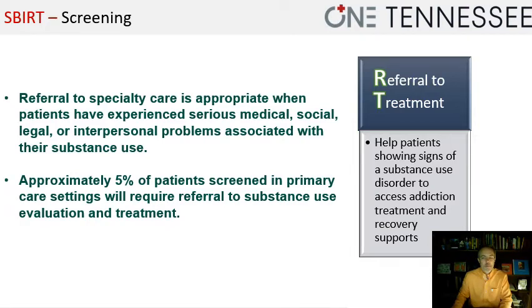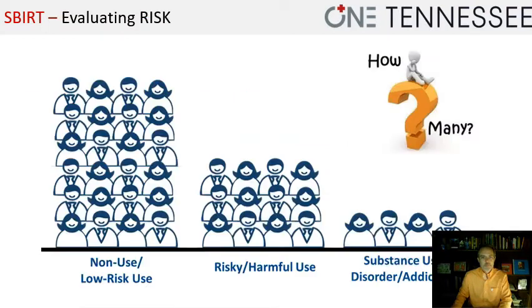When you're evaluating risk, the majority of your patients aren't going to have a substance use disorder or be at very low risk of developing one. There's going to be other patients that are exhibiting some risky or harmful use behaviors, and then you're going to have that roughly 5% that are already struggling with some kind of substance use disorder. So the majority of the patients you're going to be working with are going to be in this middle group.